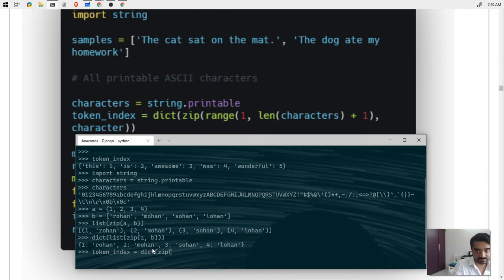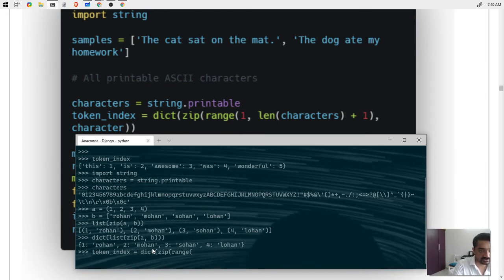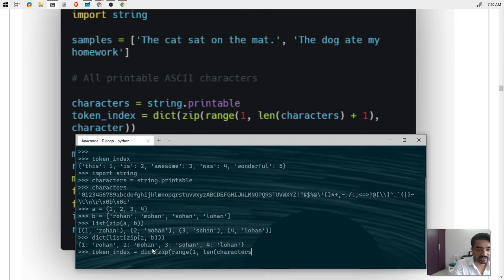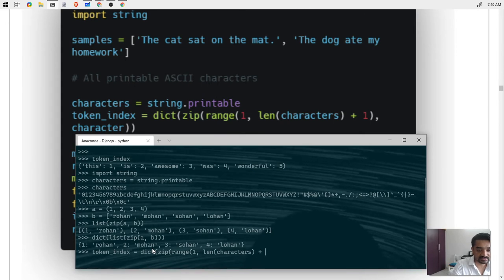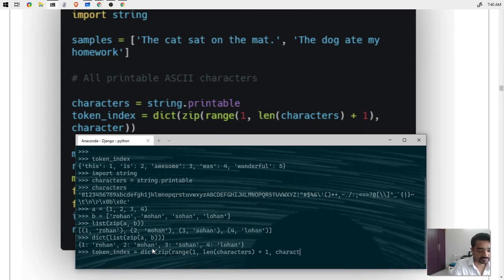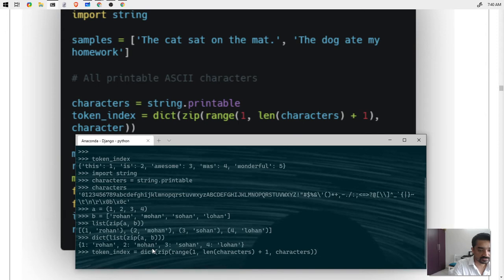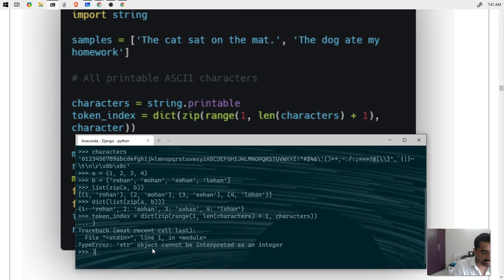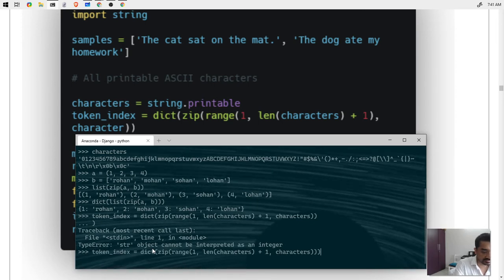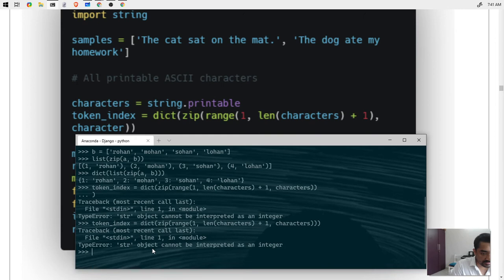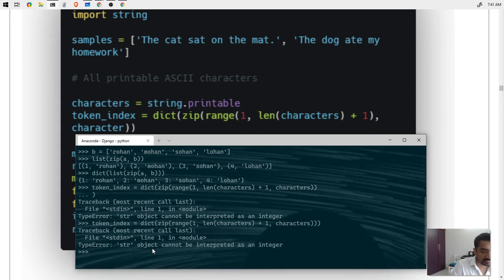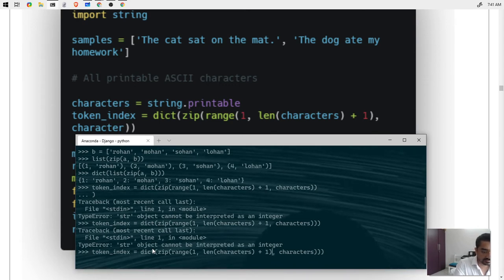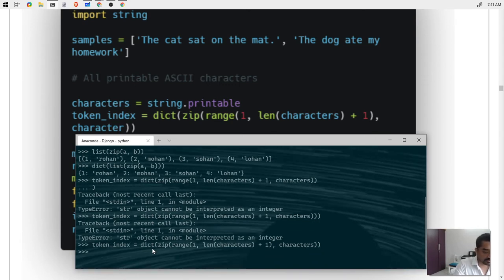Now you know why we need dict. Zip, why do we need zip? We're going to combine two things. Range of what? From 1 to length of characters. How many characters, whatever number of characters you're seeing on top, comma characters. How many closing? 2, 3. Okay. What cannot be interpreted as integer? What am I missing?